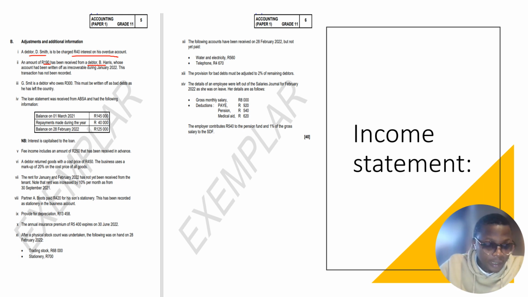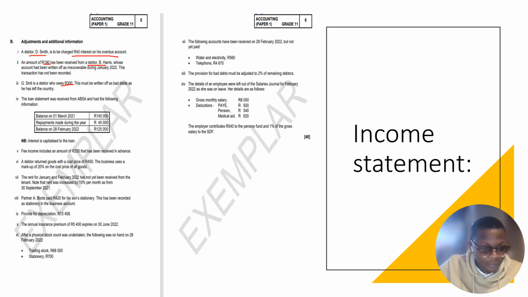Then moving on, another debtor. G. Smith is a debtor who owes 300 rands. This must be written off as bad debt as he has left the country, meaning that we need to take it to bad debt written off. We just have to add it to bad debts.